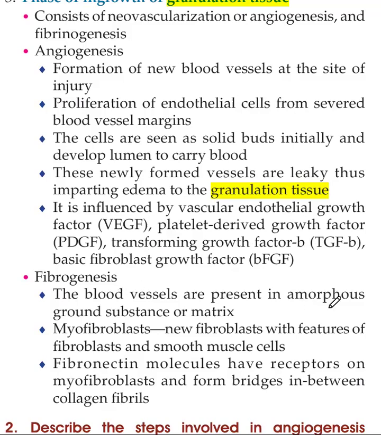Fibrogenesis. The blood vessels are present in an amorphous ground substance or matrix. New fibroblasts with features of fibroblasts and smooth muscle cells are called myofibroblasts. Fibronectin molecules have receptors on myofibroblasts and form bridges in between the collagen fibers.